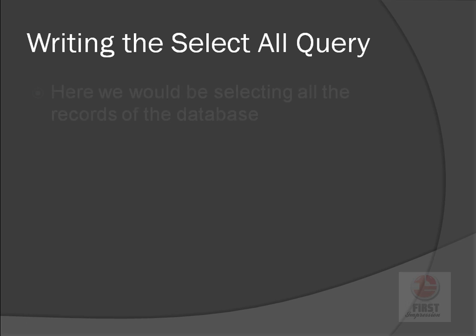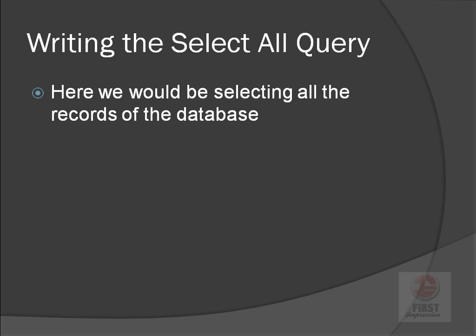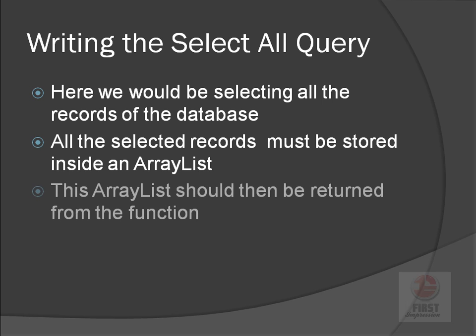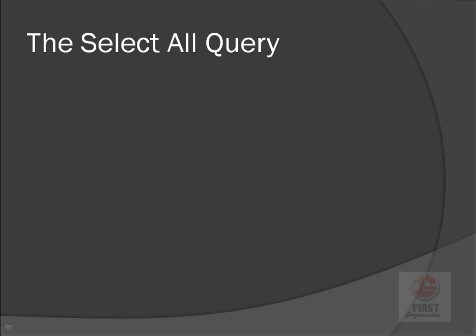Let's try the select all query. In this query, we'll be selecting all the records of the database. All the selected records must be stored inside an array list. Okay, we'll be having an array list. Inside that, we'll be storing all the records. The array list should then be returned from the function. Okay, let's do that. We have public array list of DB city information. This indicates that the select all cities function will be returning us an array list containing objects of DB city information.